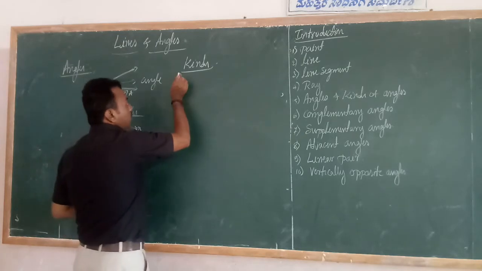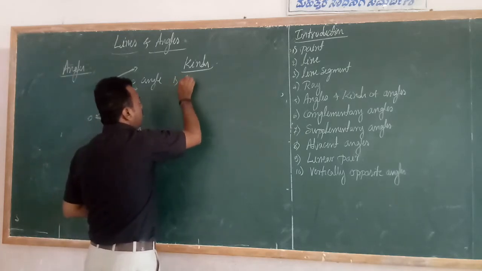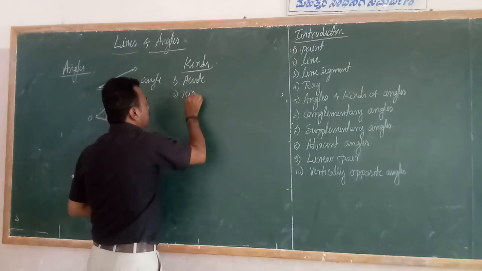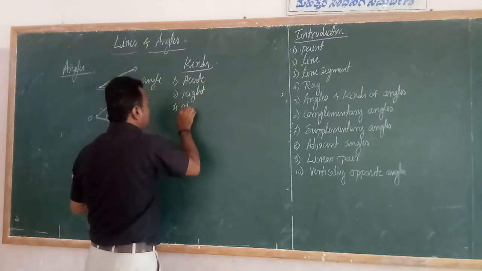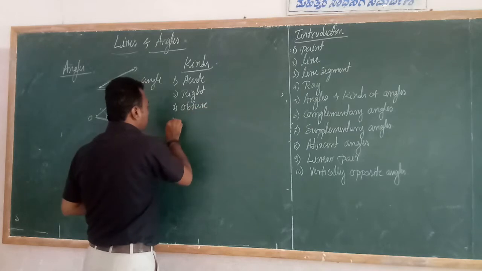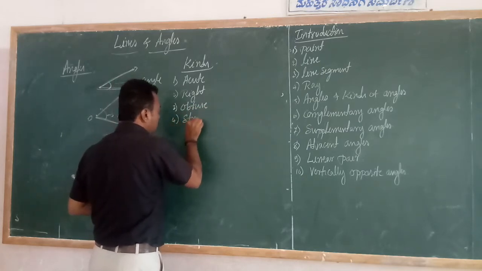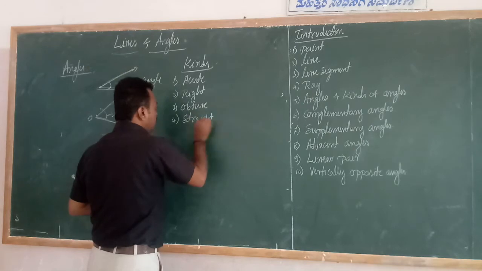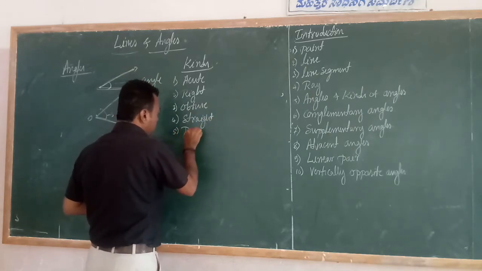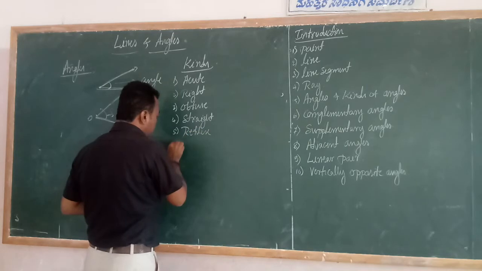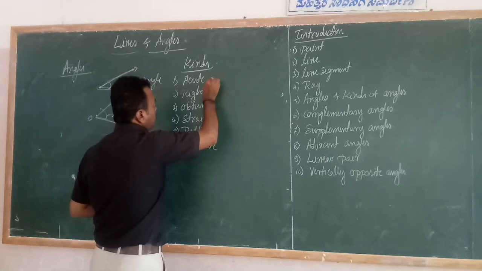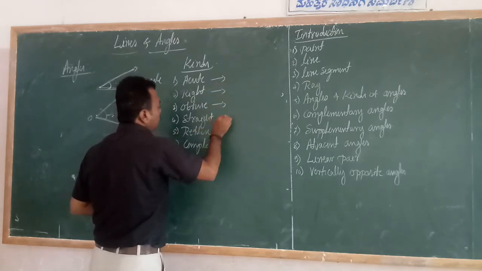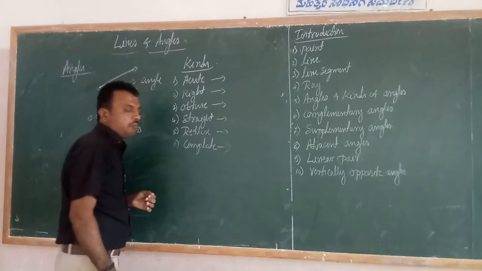One is the acute angle, the right angle, obtuse angle, fourth one straight angle, number 5 reflex angle, number 6 complete angle. Okay, acute, right, obtuse, straight, reflex and complete.